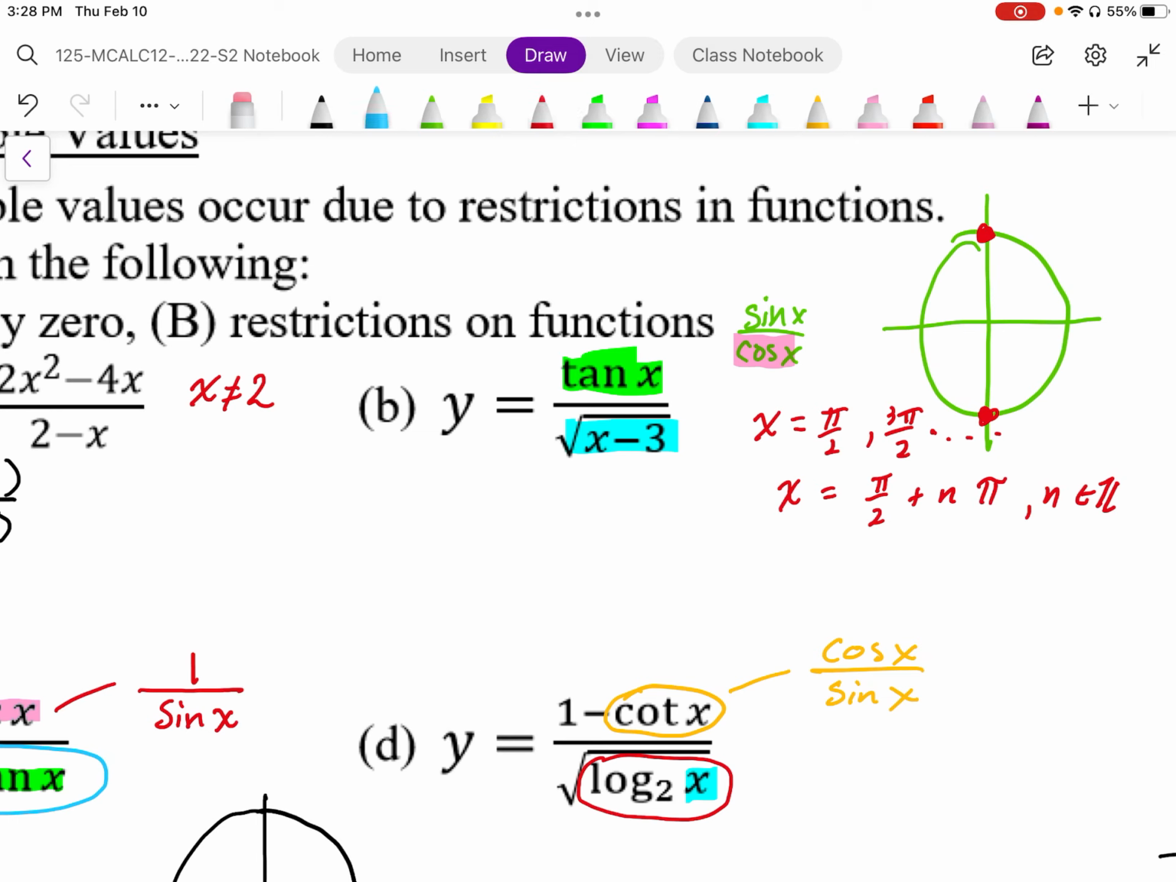Then we move on to the denominator restriction. The denominator can't be equal to 0, so x can't be equal to 3. However, x must also be positive, so that means that x must be bigger than 3. It should be bigger than or equal to 3 for the square root, but it cannot equal 3 because that means I'll divide by 0. This restriction is based on the square root function not being able to take the square root of negative numbers.